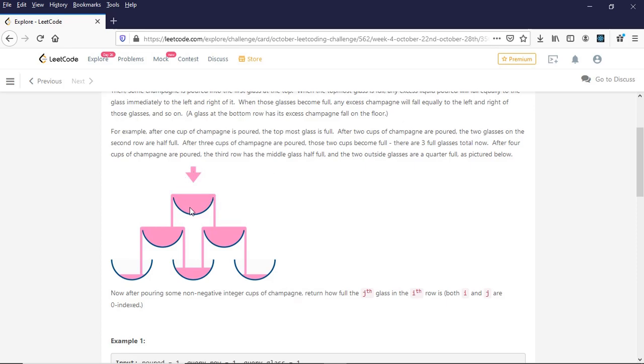And now when the fourth glass is poured, it will be distributed equally between the below two glasses. So here it will be 0.5, here it will be 0.5. Since these two glasses are already full, again it will be distributed equally between the lower glasses. So half of 0.5 will be 0.25 here, and half of 0.5 will be 0.25 here also, and again 0.25 will come from this glass. So here it will be 0.25 plus 0.25, which is half, and here it will be only 0.25. So at the end it will be 0.25, 0.5 and 0.25.